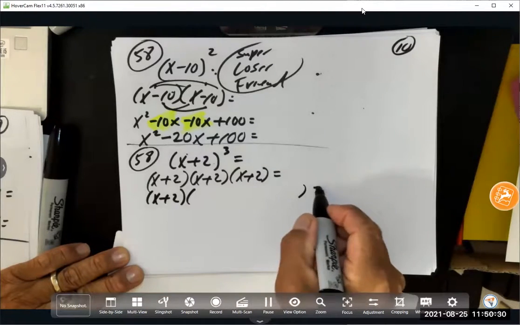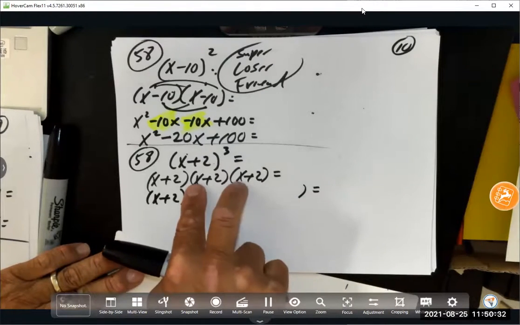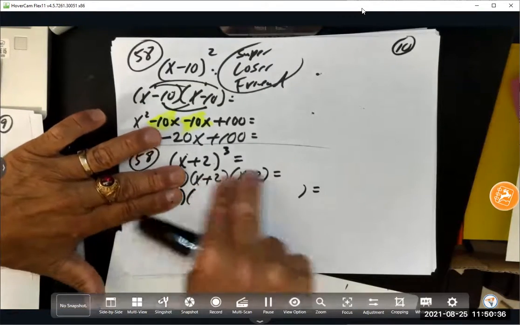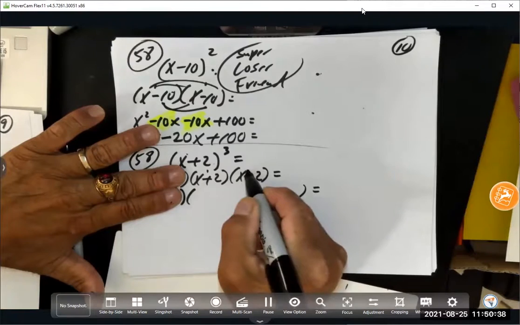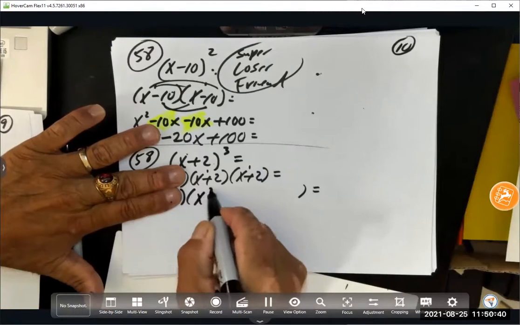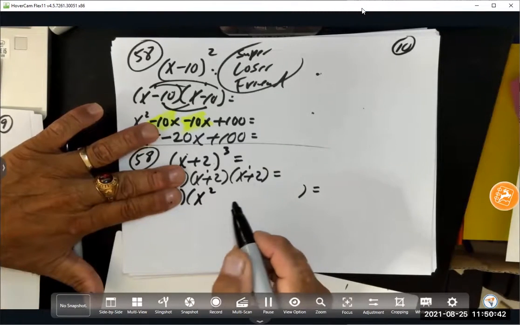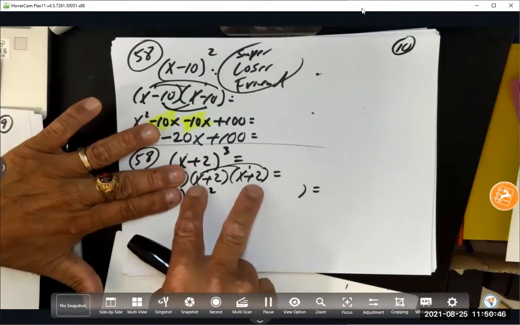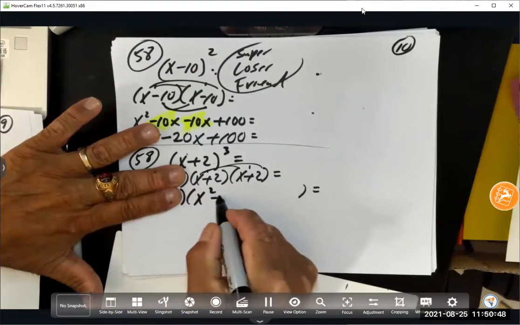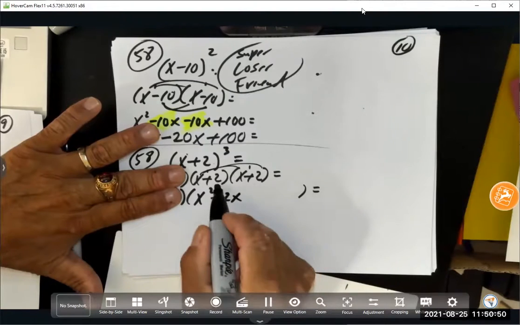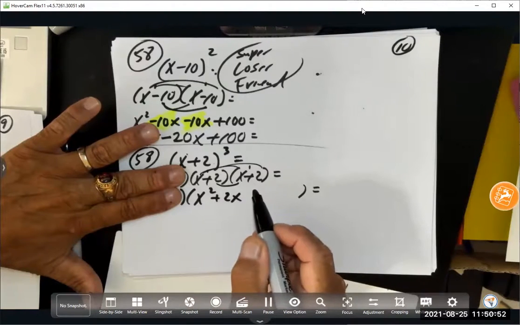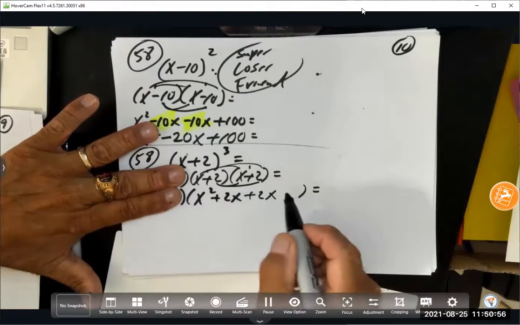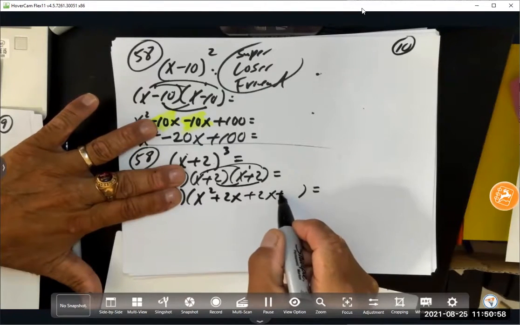So go from here. X times x, what do you think that's going to be? I'm just going to do these two right here. X1, x1. X to the second, yes or no? Yes. And x times 2, what's x times 2? 2x. Okay. And what's 2 times x? 2x. That's right. And the last one, 2 times 2? 4.